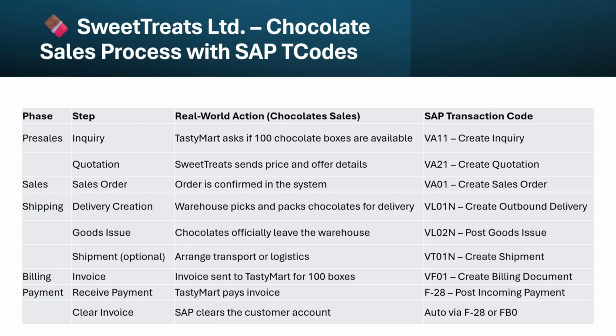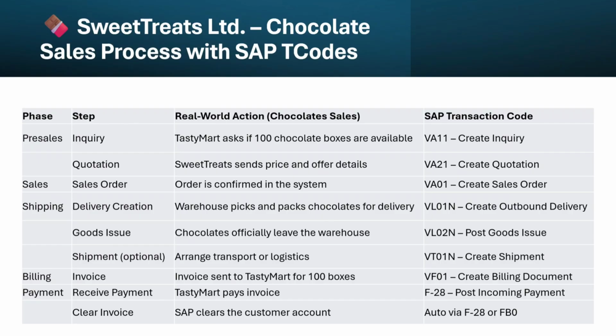The first phase begins with the pre-sales processes, which include the inquiry and the quotation. As part of the inquiry, TastyMart asks if 100 chocolate boxes are available, and the inquiry document can be created using the transaction VA11 in SAP. And also a quotation document can be created.